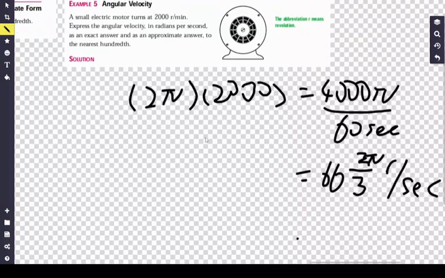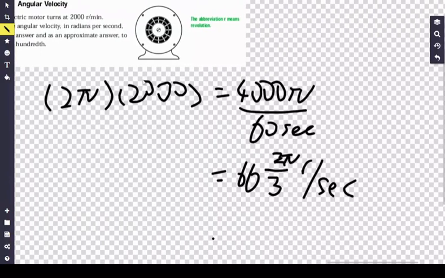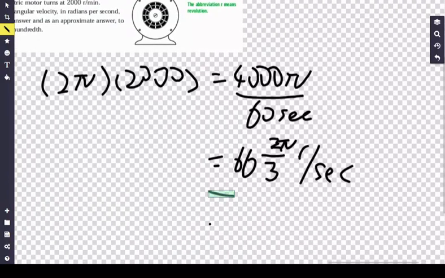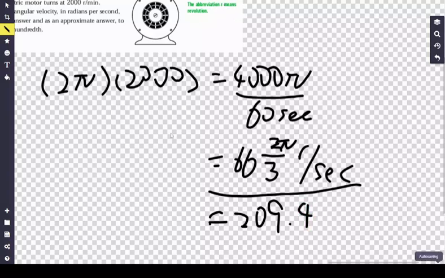However, since it's asking for an exact answer, right here, this is our exact answer. It's also asking us to give an approximate answer. So let's calculate it out. So 4,000 times pi, and then we're going to divide it by 60. It's going to give us 209.4. And therefore, we are done.